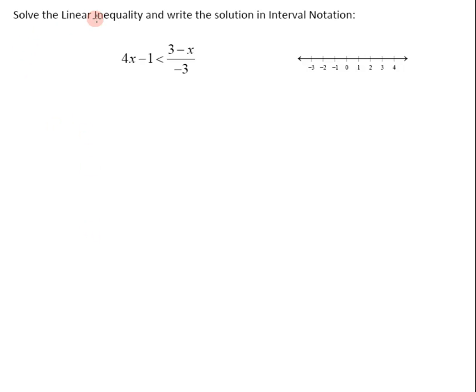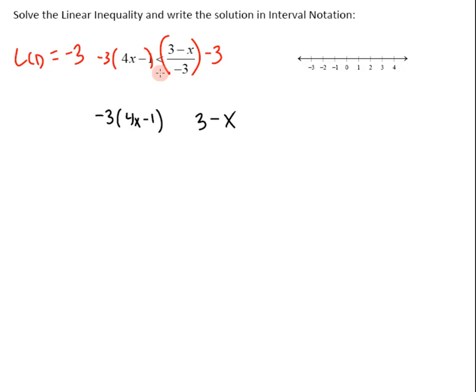In this example, we're going to solve a linear inequality and write the solution in interval notation. The first thing we need to do is find the LCD because this linear inequality has a fraction. So the LCD is equal to -3. And I'm going to multiply both sides of this inequality by -3 to get rid of the fraction.